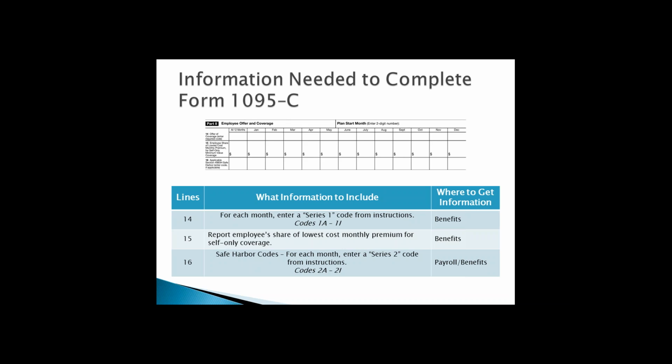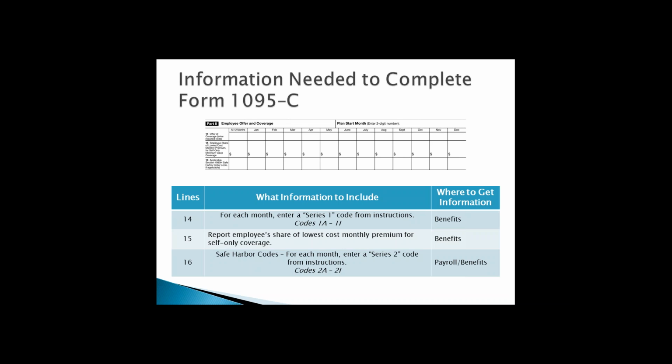2A, that code stands for the employee was not employed during that calendar month. So for example, say the employee didn't start until March of 2015, in box 16 for January and February, you would put code 2A. Code 2B, the employee was not a full-time employee.